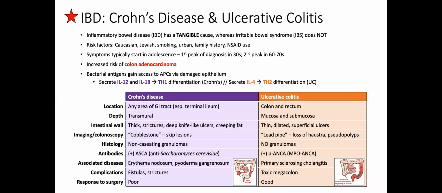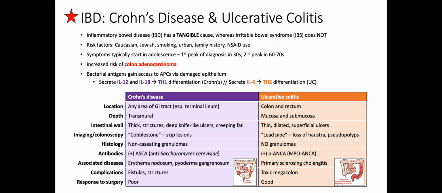Okay, so IBD. When we think of IBD versus IBS, D stands for disease, and that's Crohn's disease and ulcerative colitis. So that's the two that you should think of. IBD has a tangible cause, whereas IBS, irritable bowel syndrome, does not. So risk factors would be Caucasian, Jewish, smoking, urban environments, family history, and NSAID use.